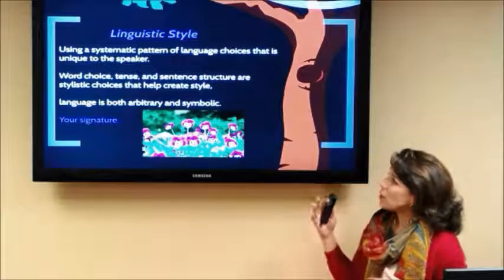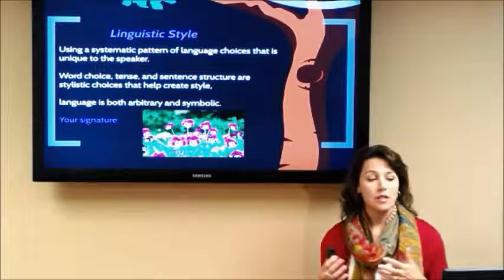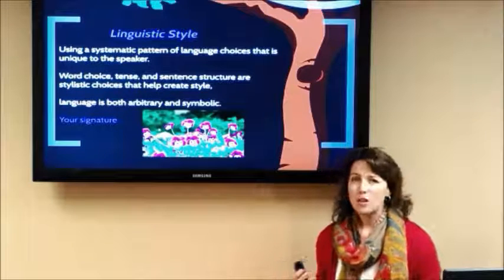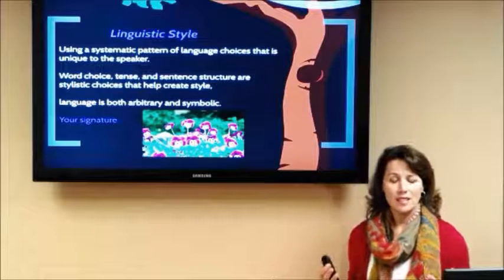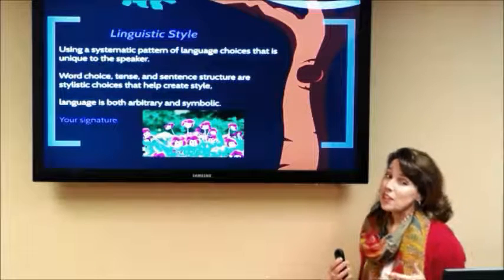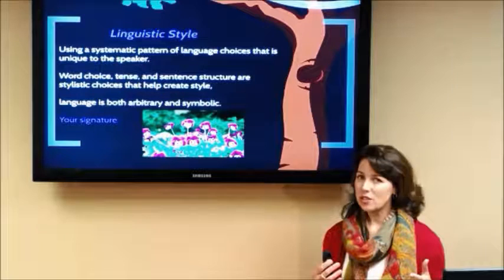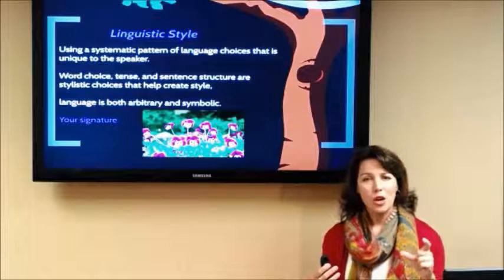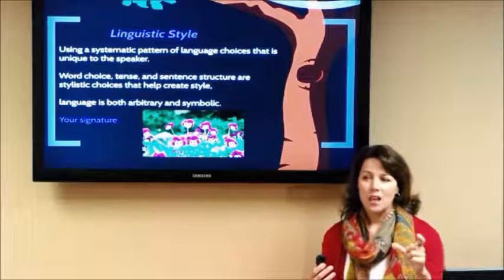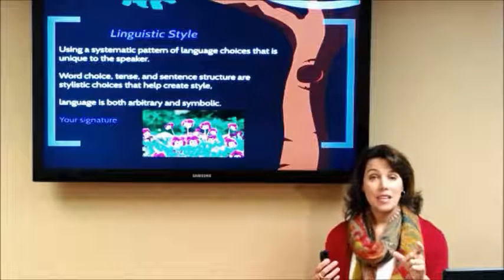Also, this is about the word choice, the tense that we use, the sentence structure. All of those are stylistic choices that the speaker uses to create that style. And then we have to understand that language is not hard and fast. Words don't mean things. Words mean ideas, and words connect with people in different ways.